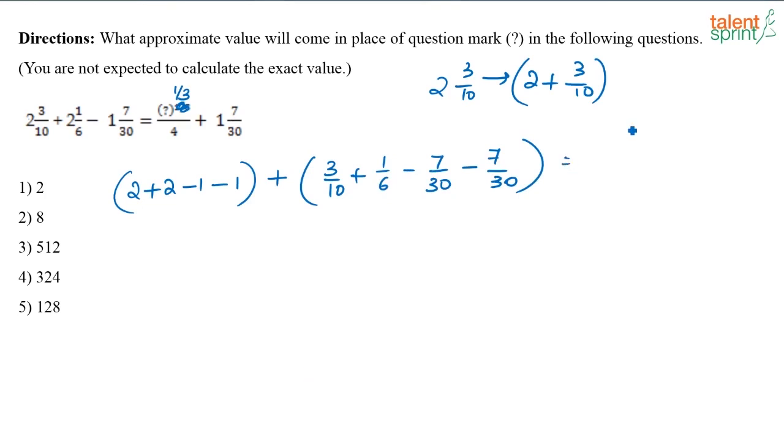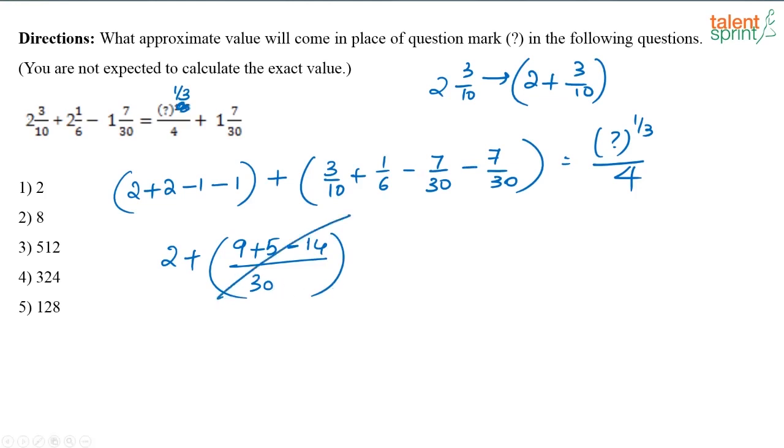This is equal to question mark whole to the power 1 by 3 divided by 4. You need not write all this; I am just explaining. You can directly add here: 2 plus 2, 4. 4 minus 1, 3. 3 minus 1, 2. So here you will have 2. Directly you can start with this step itself. Here the LCM is 30, so it will be 9 plus 5 minus 7, 14. Correct? Minus 14.